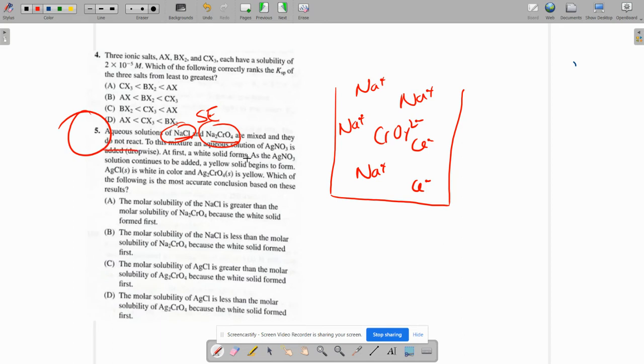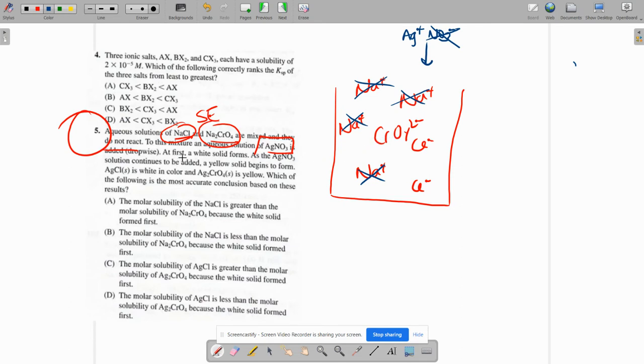To this mixture, an aqueous solution of silver nitrate is added dropwise. So basically we're going to add some Ag plus and NO3 minus dropwise. You can probably guess that the spectator here would be nitrate, and all these silver ions are basically just our spectators. So we're more or less just adding silver ions dropwise to the solution that has these chloride ions and this chromate. I'm like, what's going to happen?